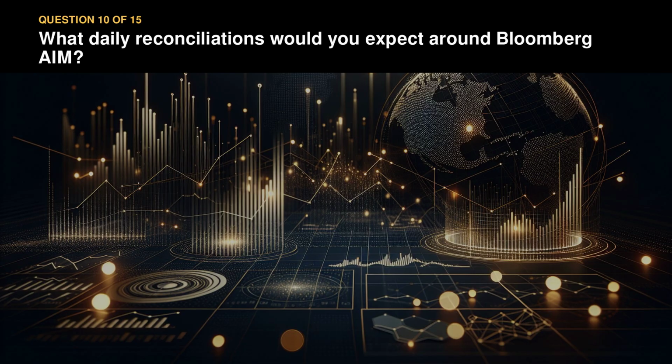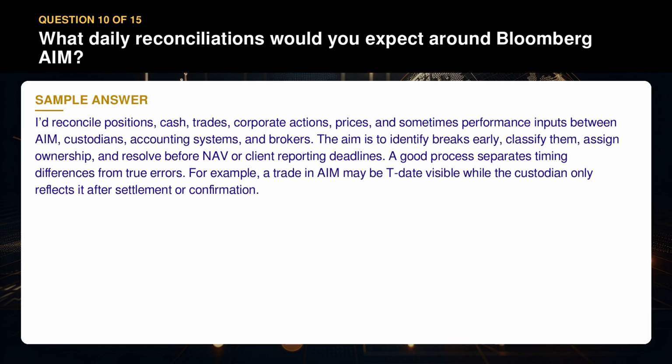Question 10. What daily reconciliations would you expect around Bloomberg AIM? I'd reconcile positions, cash, trades, corporate actions, prices, and sometimes performance inputs between AIM, custodians, accounting systems, and brokers. The aim is to identify breaks early, classify them, assign ownership, and resolve before NAV or client reporting deadlines.